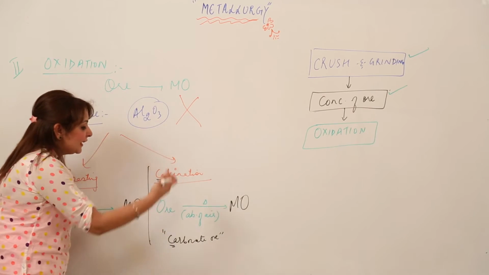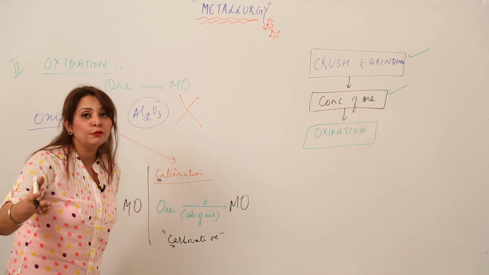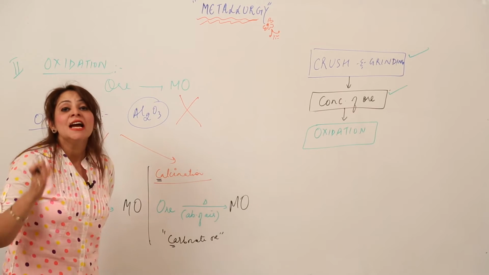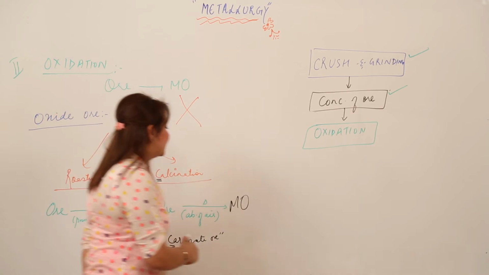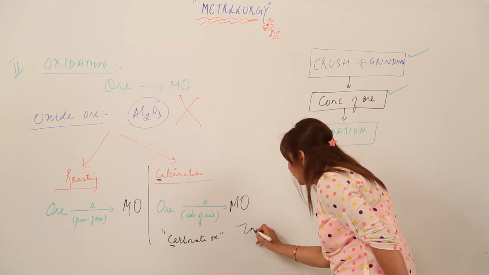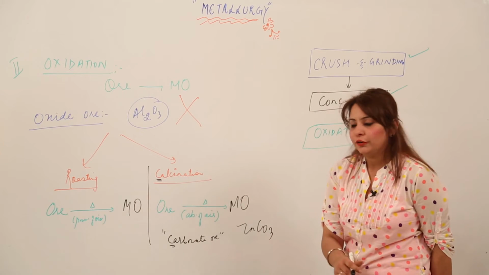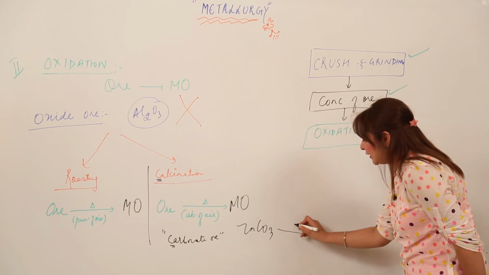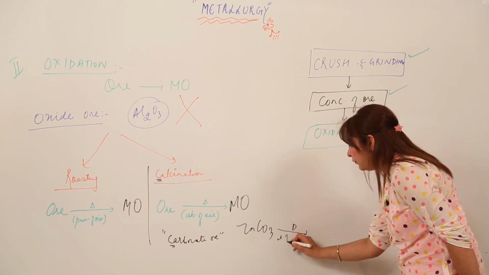So, that means calcination is done for which kind of ores? Obviously, it is done for the carbonate ores. Like I'll state an example. Suppose I have a calamine ore, which is a zinc ore, right? So what I'm doing, I'm just heating it in absence of air.